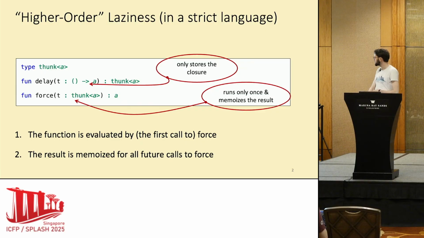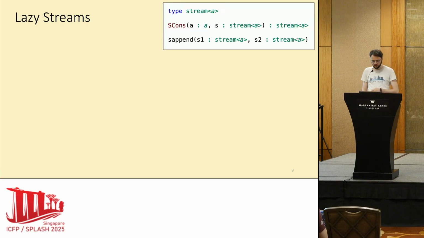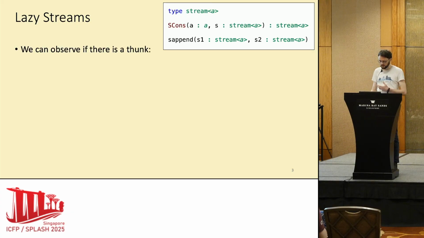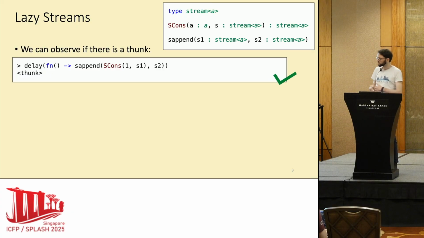Now, let's look at one concrete example for how you would use this interface, and I'll consider streams. So a lazy stream is some stream type A, and you have an scons constructor for one element on top of the stream, and you can also append two streams lazily. And so what you can do with this interface is create a thunk that will run an sappend between two streams, one stream that has a 1 in front and then has some unknown S1, and I append this on top of S2.